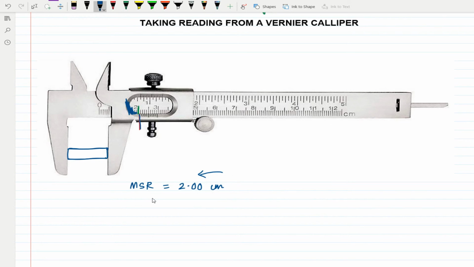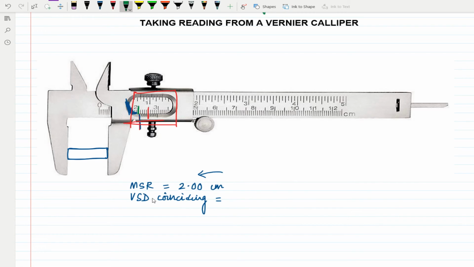Now you are supposed to take the vernier scale reading. Now how do you take the vernier scale reading? In order to take the vernier scale reading, you have to find the vernier scale division coinciding. If you see this part carefully, you will observe that this line of the main scale is coming directly in line with the vernier scale. Others are slightly shifted. So this is the vernier scale division coinciding.